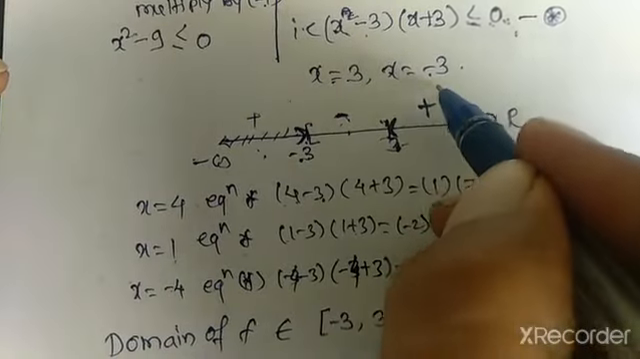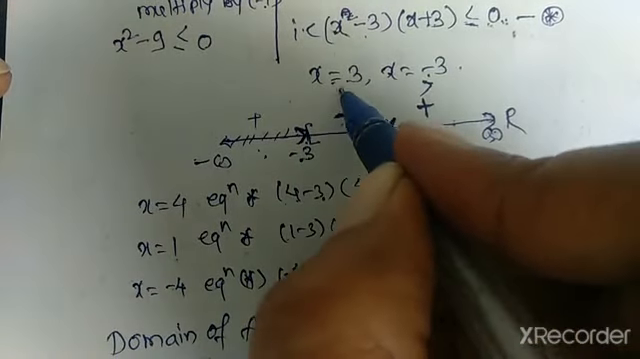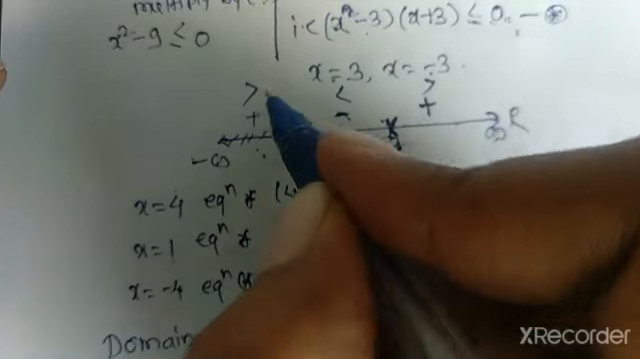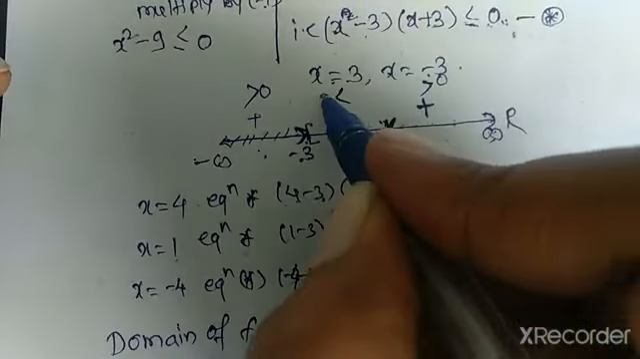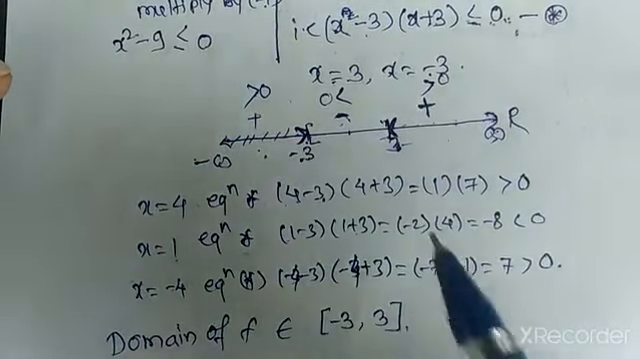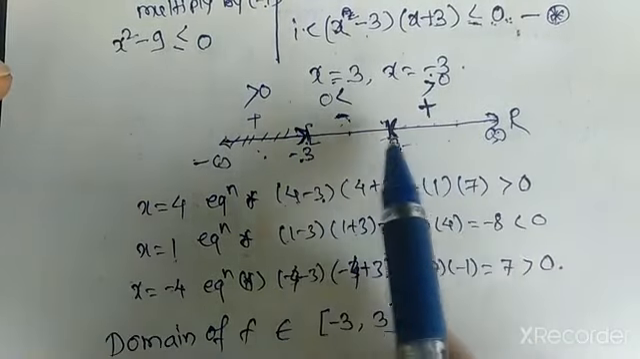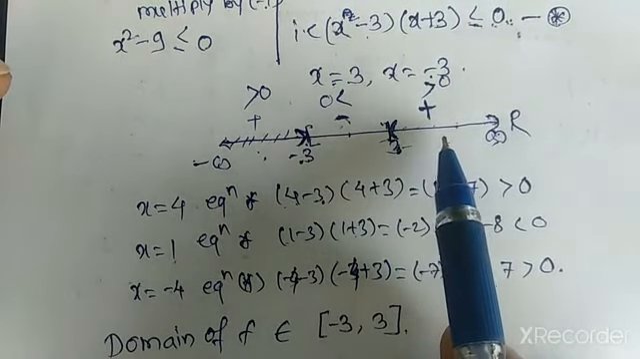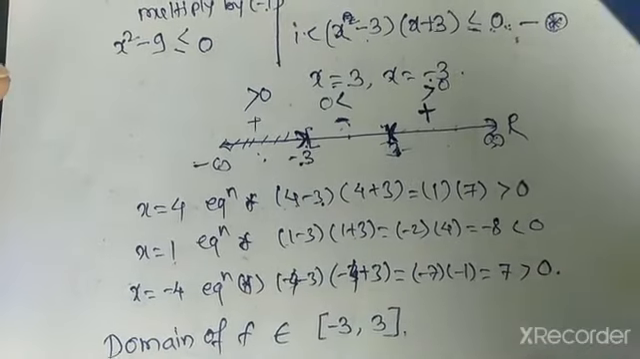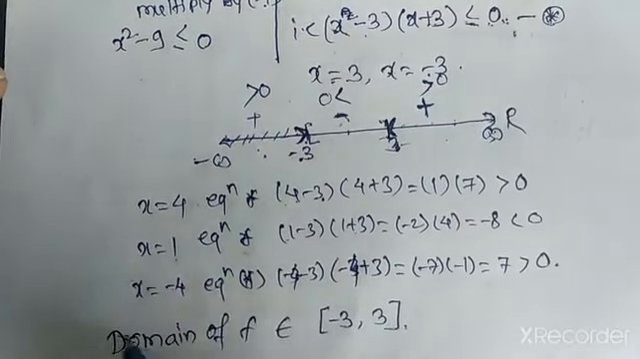Here it is greater than 0, here it is less than 0, and again here it is greater than 0. So you have to represent it on a real line so that you can observe it and clearly define the domain of a function.